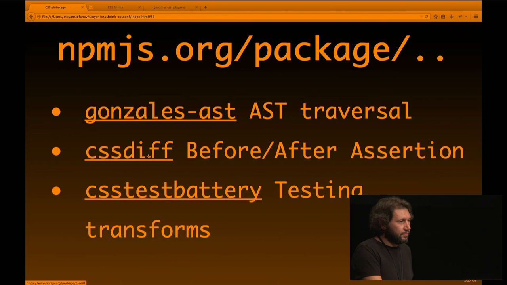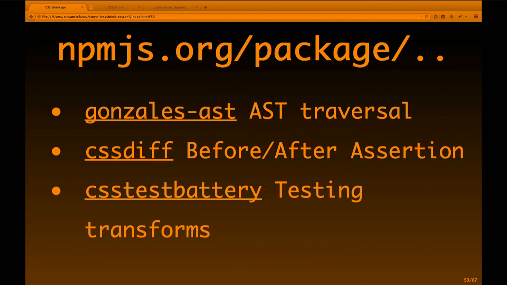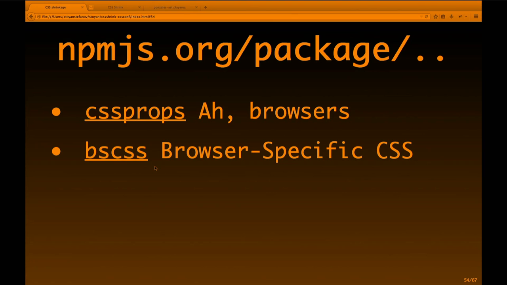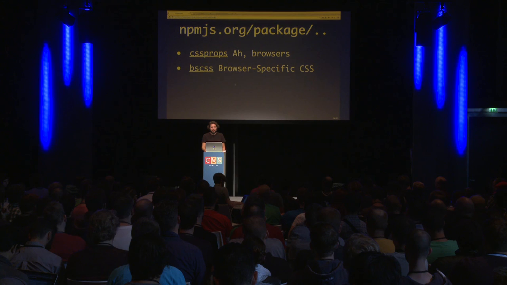CSS diff, yeah, so how do you make sure that you didn't break anything in your CSS transformation? CSS test battery, just a bunch of all the CSS files from CSS Zen Garden and some popular libraries that you can use to test. This is probably my favorite, BS CSS. And this is something that I urge you to explore, and not send CSS to the browsers that don't know what to do with it. So that's why there's this sub-project called CSS properties, where you just enumerate all the properties that the browser supports, and then you can say, okay, if this browser doesn't support this property, then I can safely remove it.